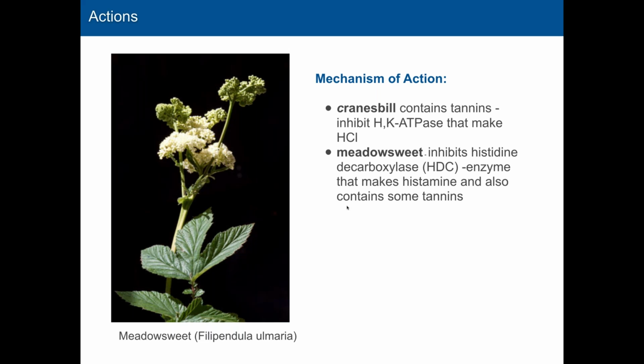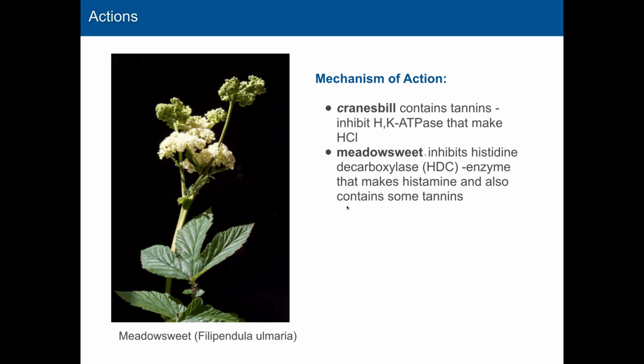I found some articles that demonstrate that the tannins that are found, also you're going to find tannins in oak and witch hazel, will likely do the same thing. But what it appears to do is the hydrogen potassium ATPase enzyme that's responsible for generating that acid in the stomach, tannins in general appear to inhibit that enzyme. So that's one of the ways that it appears that it's probably going to block acid formation. Meadowsweet has astringent compounds in it as well.